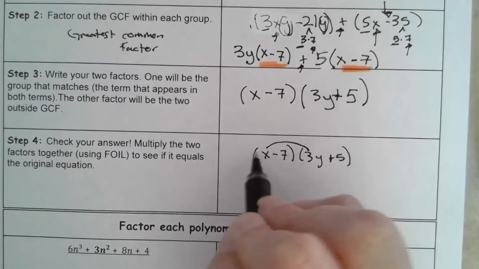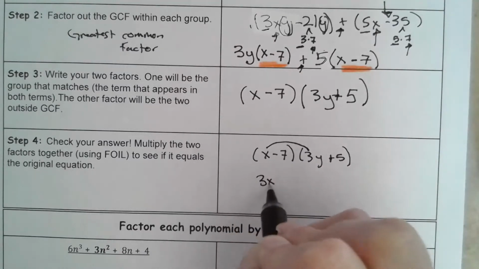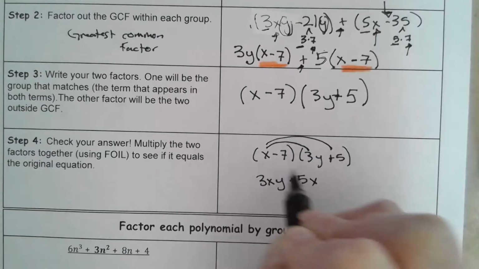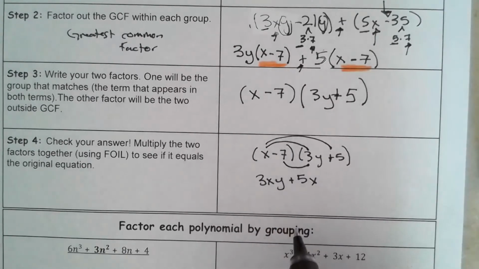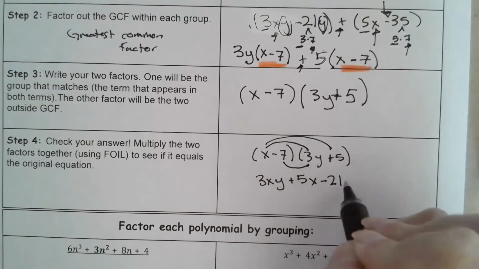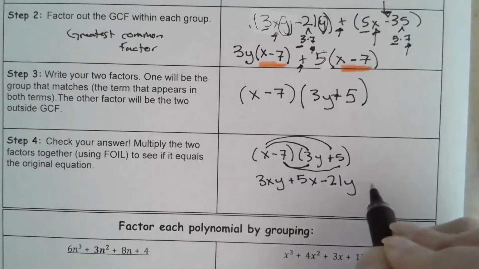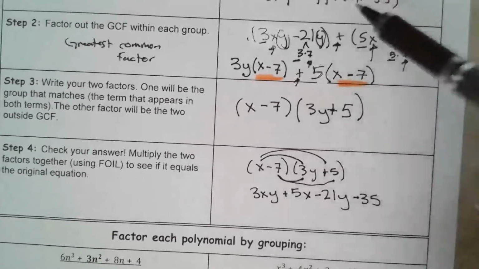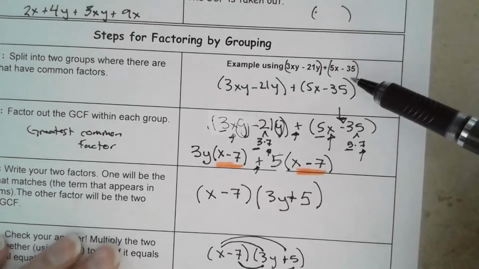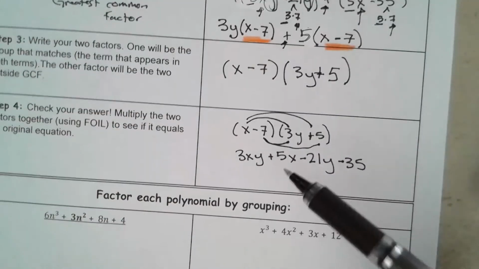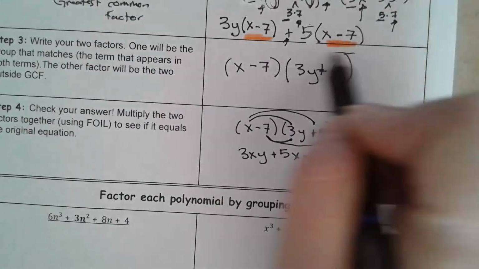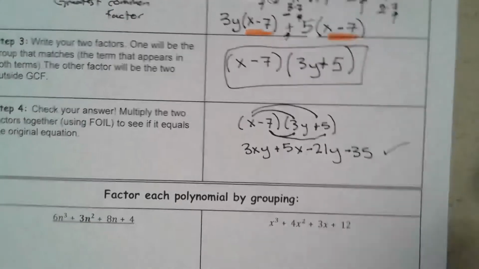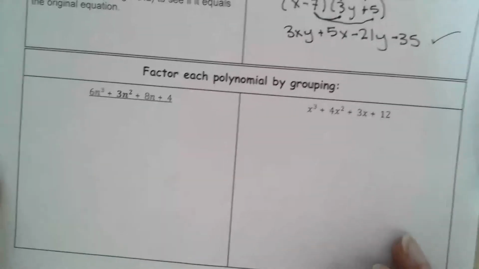So x times 3y is 3xy. x times 5 is positive 5x. Negative 7 times 3y is negative 21y. Negative 7 times 5 is negative 35. If you notice, that is the original problem. So that just is our check. Yes, it works. These two are my answers. So we're going to just do a couple more of those.